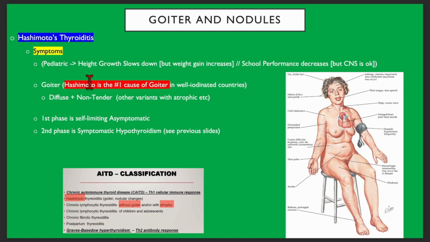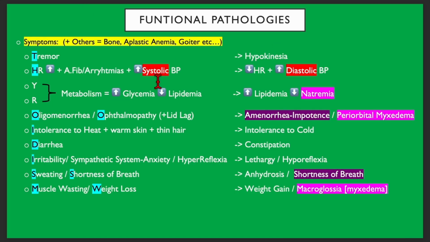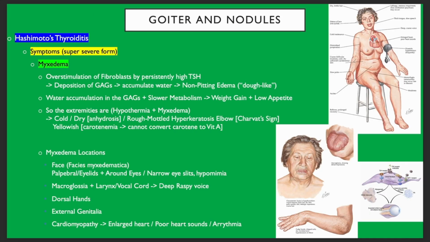The goiter, so Hashimoto is the number one cause of goiter in our countries, is diffuse and non-tender, so it's painless. And we said about the other variants that are atrophic, they are not Hashimoto. Don't call them Hashimoto, call them chronic lymphocytic thyroiditis without goiter or with atrophy. Okay, don't put them into Hashimoto. Our professors don't like that in the Czech Republic. And then we said about the two phases, and then we have the symptoms of hypothyroidism. And then let's go into details because we need to know Hashimoto very well. We should go into detail of the symptoms.